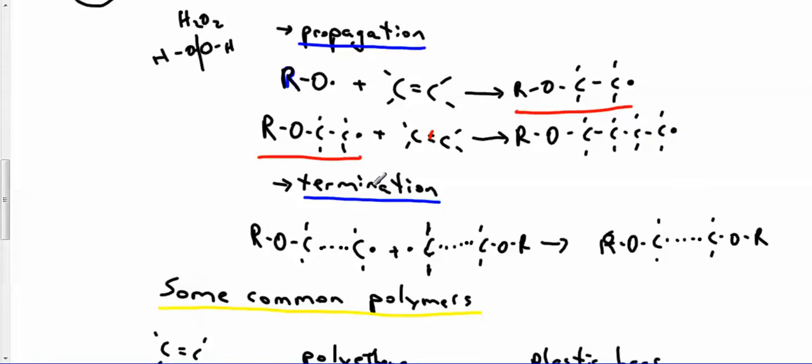Until the last stage happens, termination, where I've got a long chain like this, and I've got another identical long chain, or maybe not identical, but another long chain of carbons. Both of them have an unpaired electron, and they will meet and fall in love and form a bond here, and I will get one big molecule at the end.